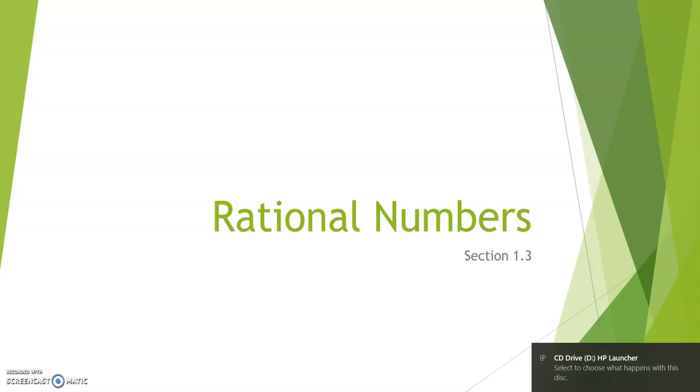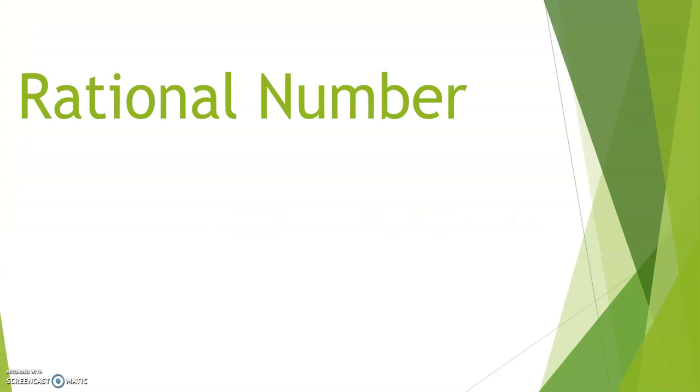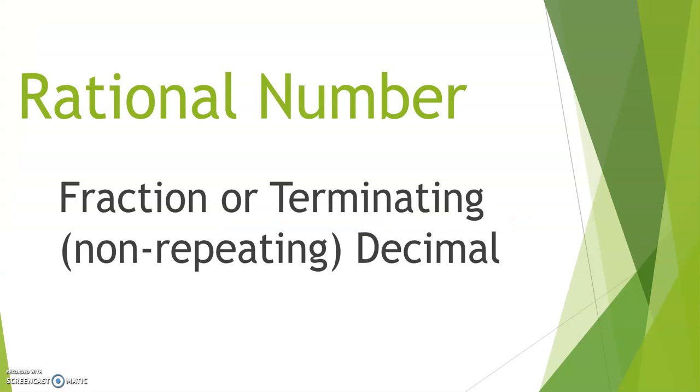Section 1.3, Rational Numbers. A rational number is a fraction or terminating decimal. A terminating decimal means that it is not a repeating decimal, it has an end.